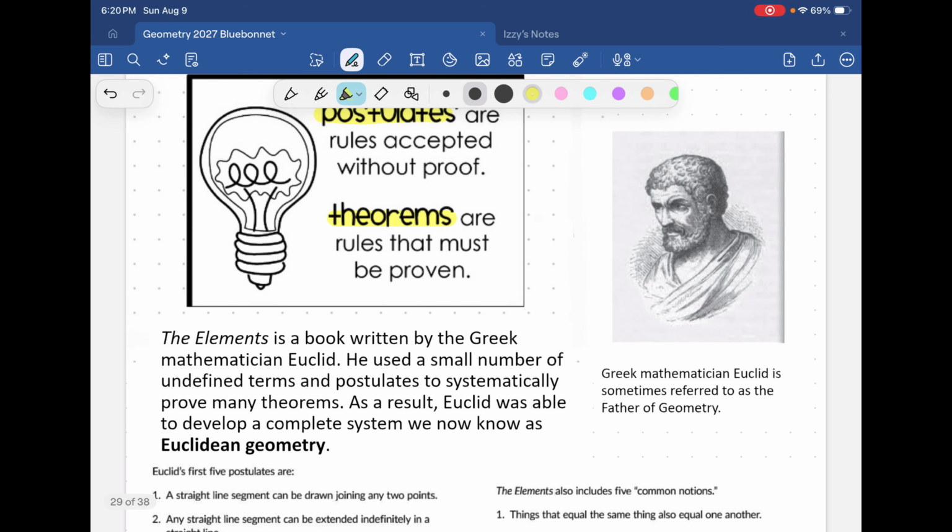This type of geometry that we are studying this year is called Euclidean geometry. Euclid is a Greek mathematician. He used a small number of undefined terms and postulates to prove many theorems.